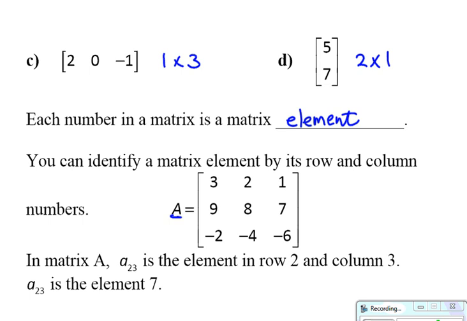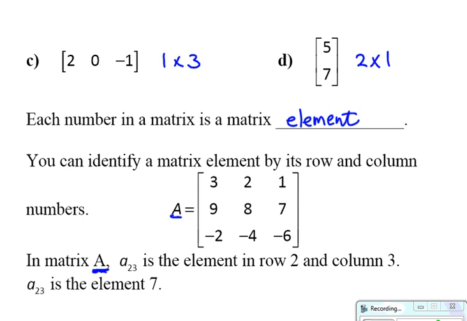So in matrix A, here, A with a little 23, so I say A sub 23, is the element in row 2. Again, the first one is the row and the second one is the column. The capital A indicates the whole matrix, and when we use the little a, that means an element in the matrix A. So this element is second row, third column.